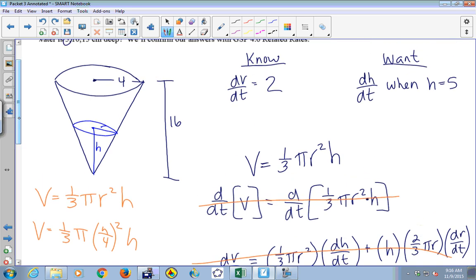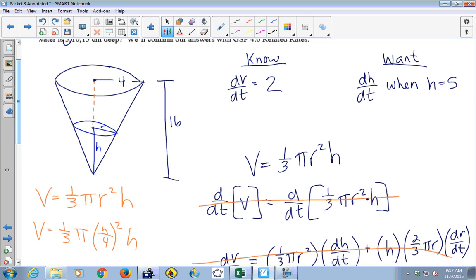So I looked at the big cone and I said, well, the radius at the top is 1/4 of the height, right? Because 4 is 1/4 of 16, or 16 over 4. That same relationship is going to hold down here because of similar triangles, right? You guys remember similar triangles from high school geometry?